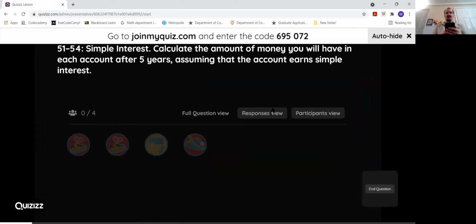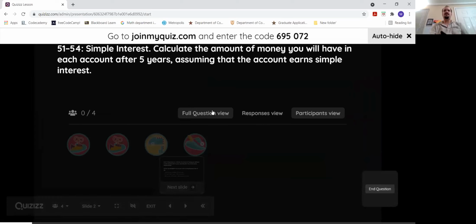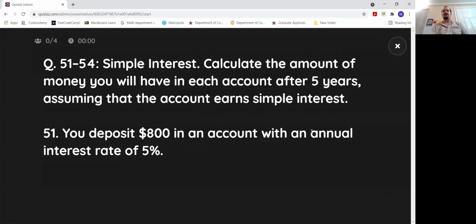So, simple interest. Calculate the amount of money you will have in each account after 5 years, assuming that the account earns simple interest. I think there is a formula for it, but I generally just calculate the interest. When it's simple interest, I feel like it's easy enough to just calculate it.